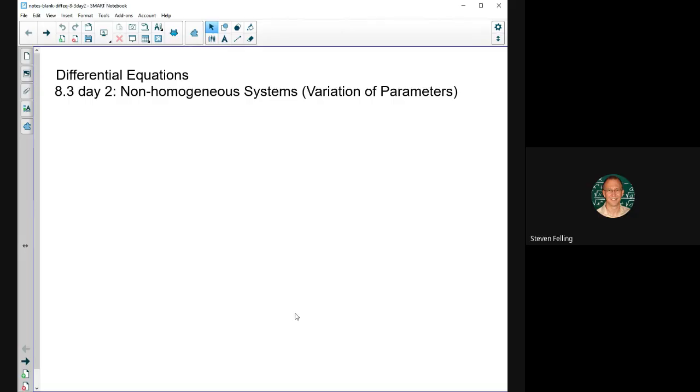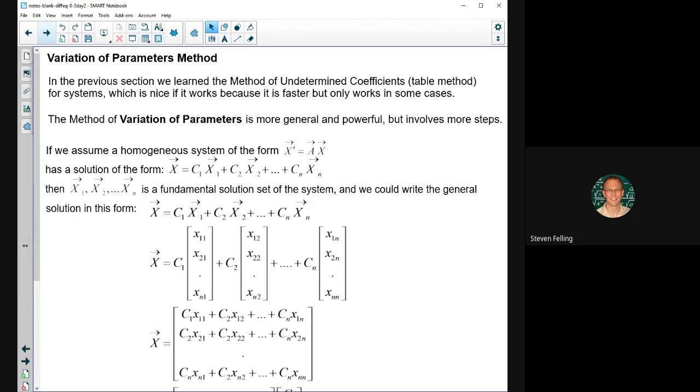I will go ahead and try to explain the derivation of it here. And then we'll go through one big example because it's so procedural that I really only need to show you one, because they work exactly the same way every time. All right, in the previous section, we learned the method of undetermined coefficients, the table method, which is really nice if it works, but it's faster, only works in some cases.